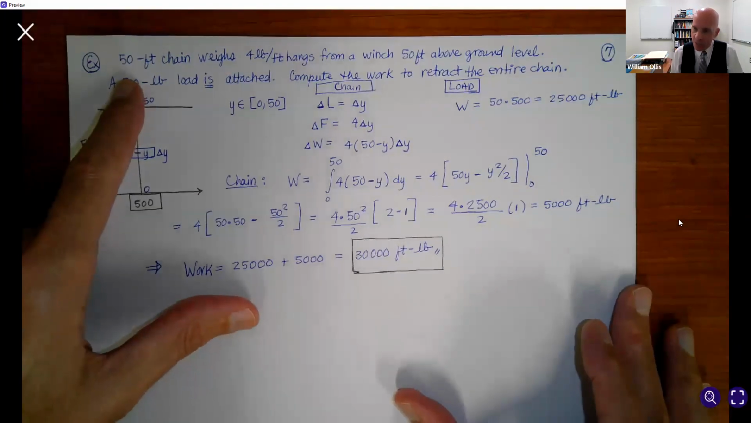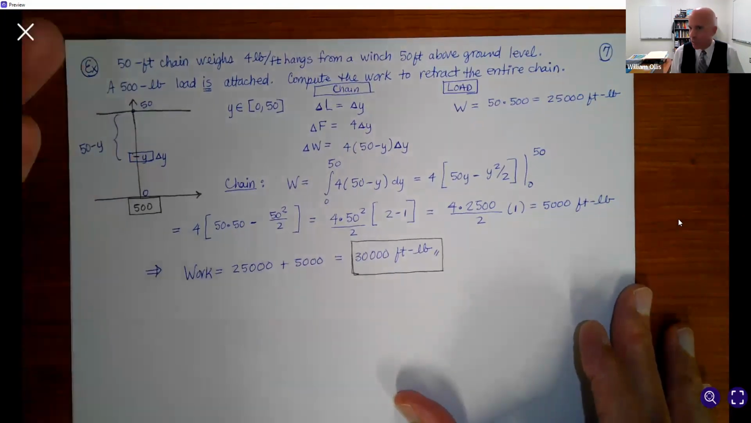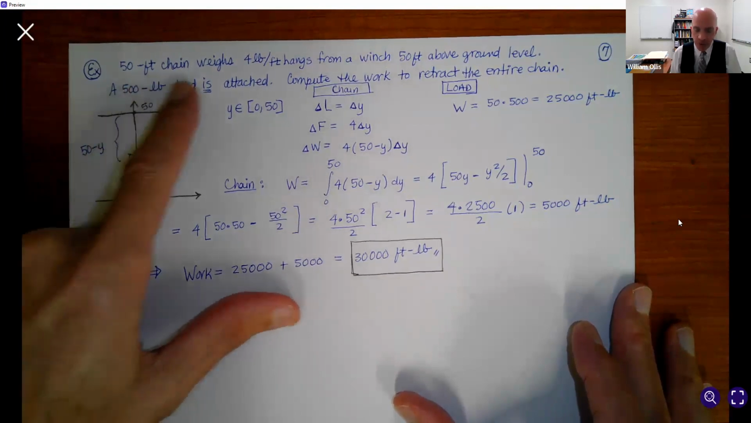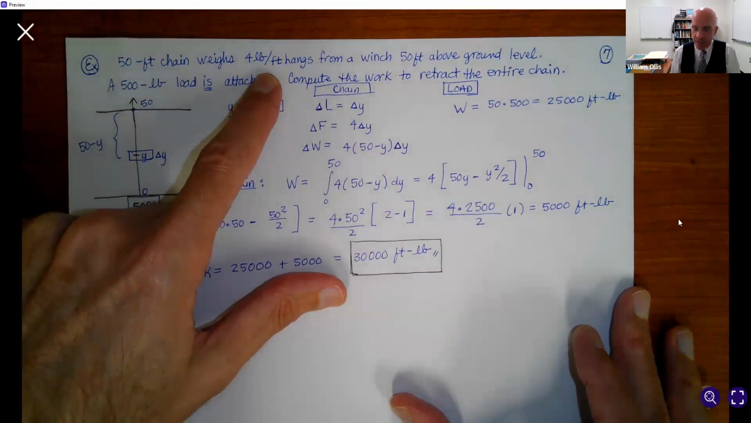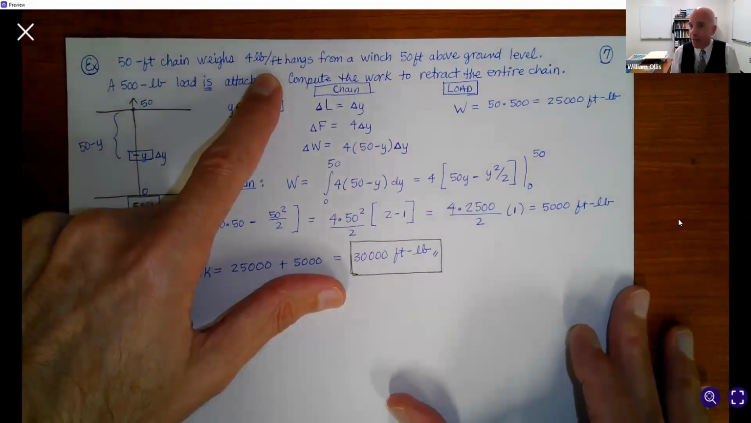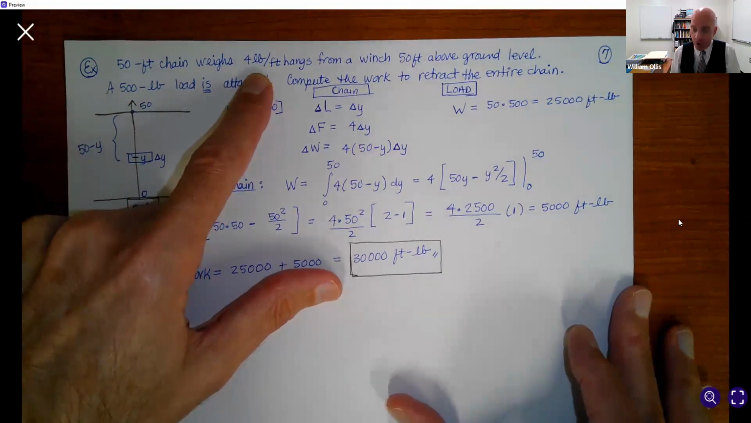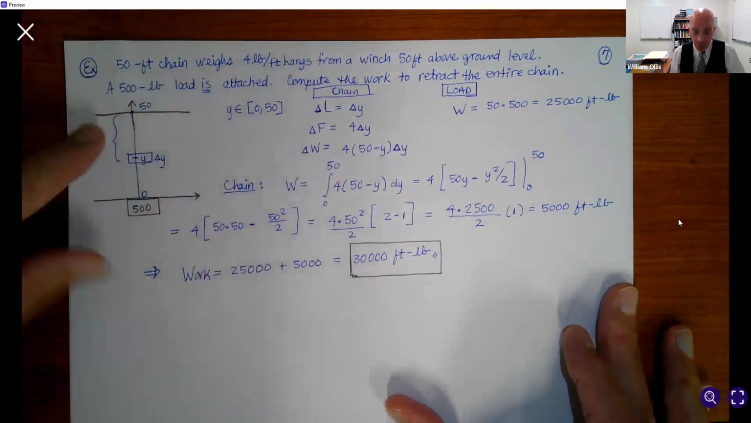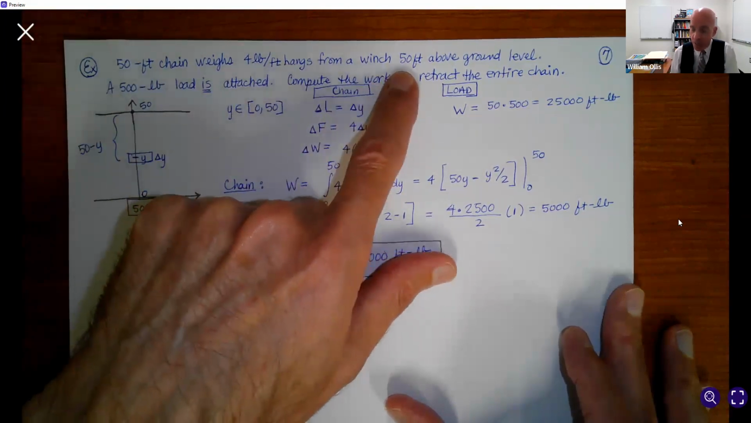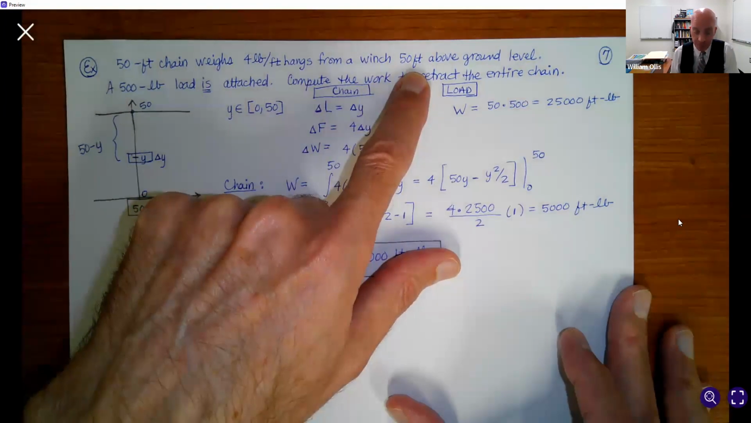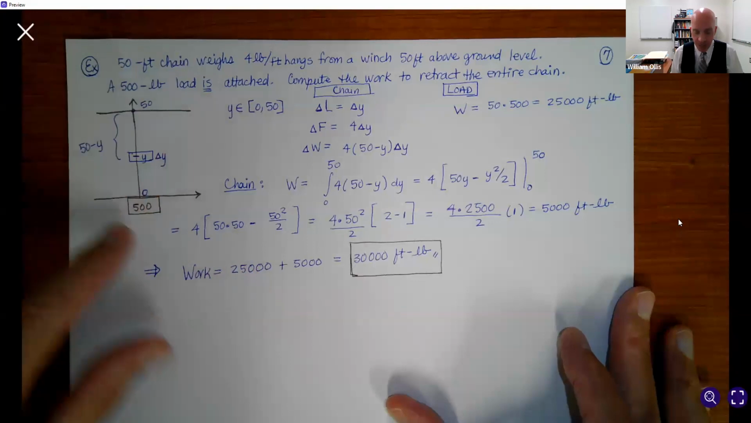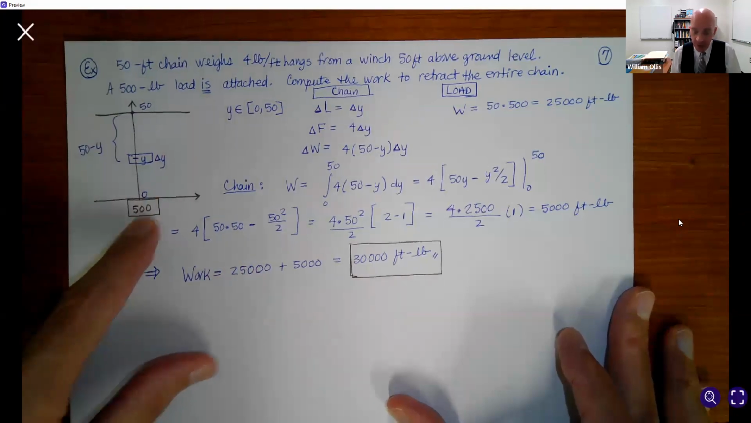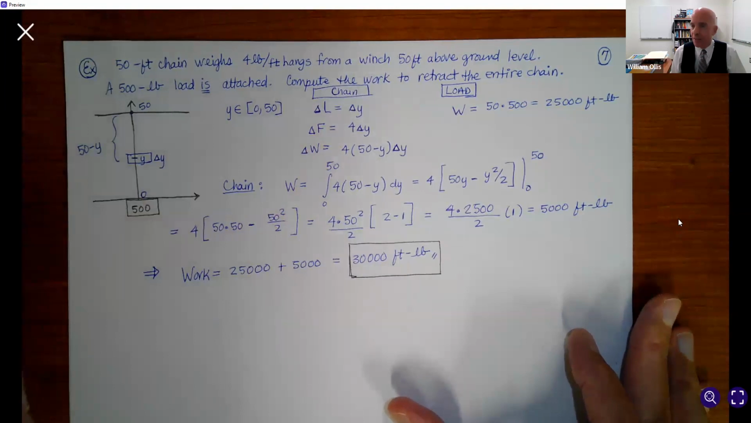So here's a very simple question, but something that is actually very realistic. We have a 50-foot chain that weighs 4 pounds per foot. Lots of times we will have a linear density or an area density or a volume density in the problems involving work. And this particular chain hangs from a winch that is 50 feet above the ground level. Also, a 500-pound load is attached, as I've drawn here in my schematic. Compute the work to retract the entire chain.